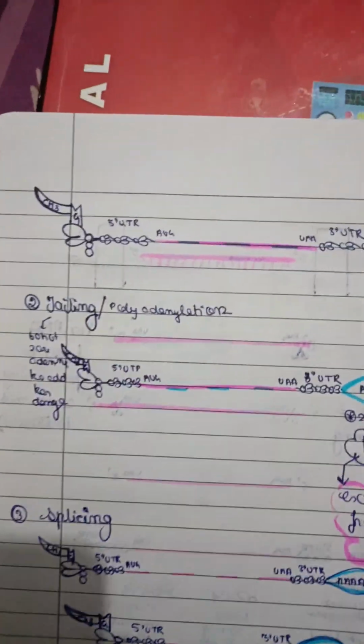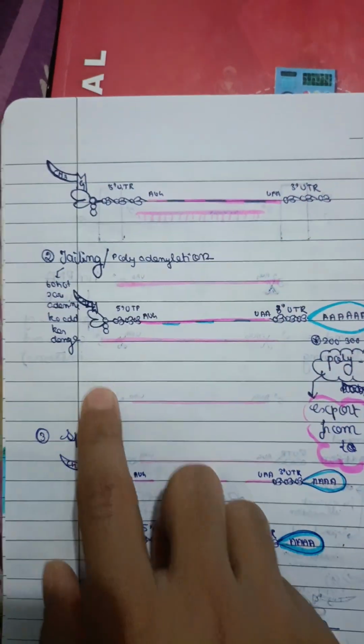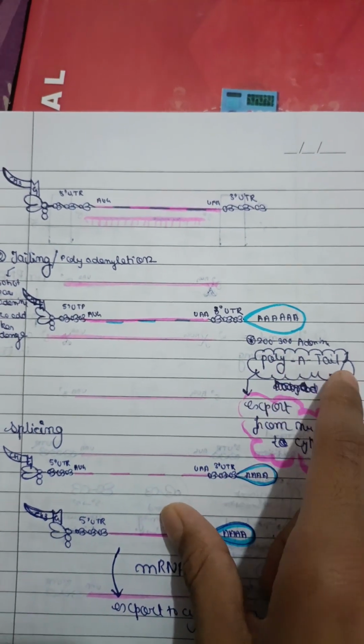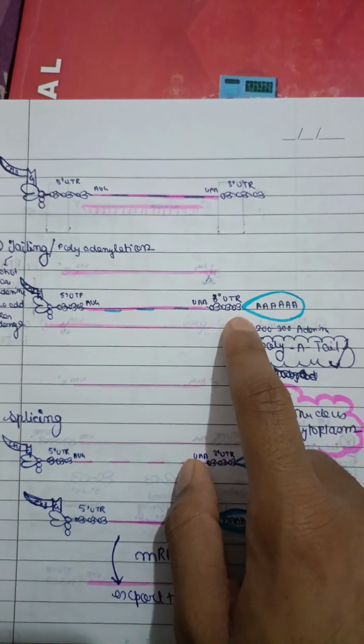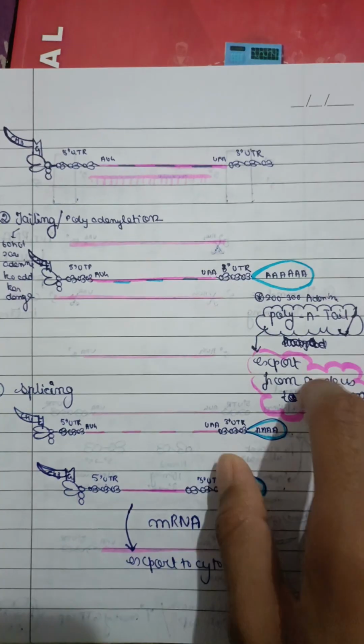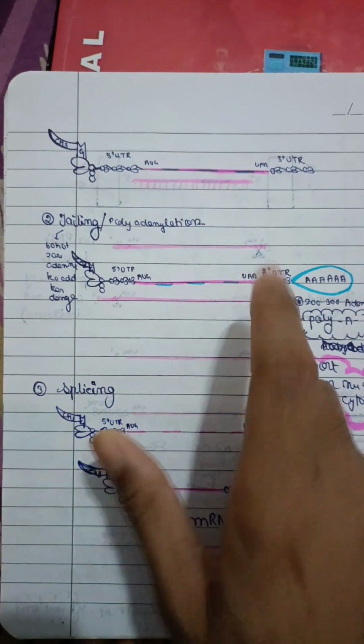Then, as soon as the capping is done, there is the tailing. Next the 200 adenine poly A tail comes and gets attached to the 3' UTR, which is used to export from the nucleus to the cytoplasm for the transportation. So next is the tailing.